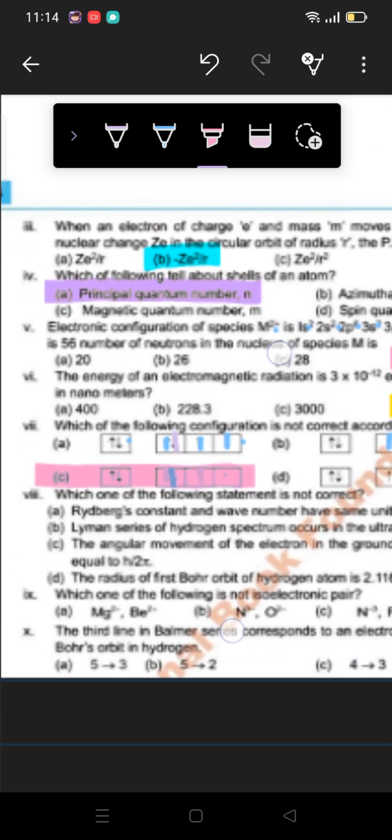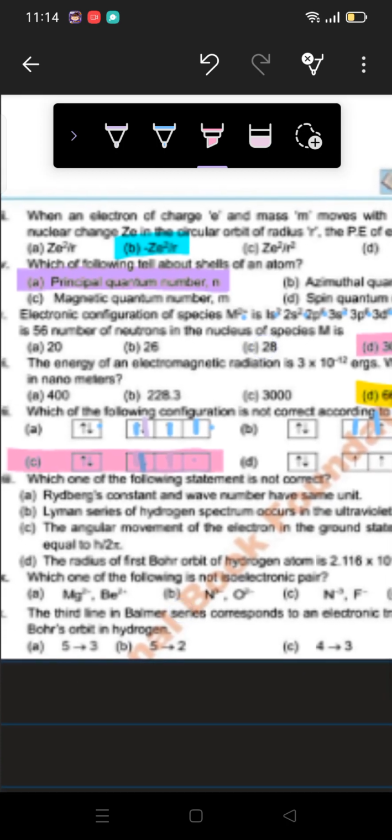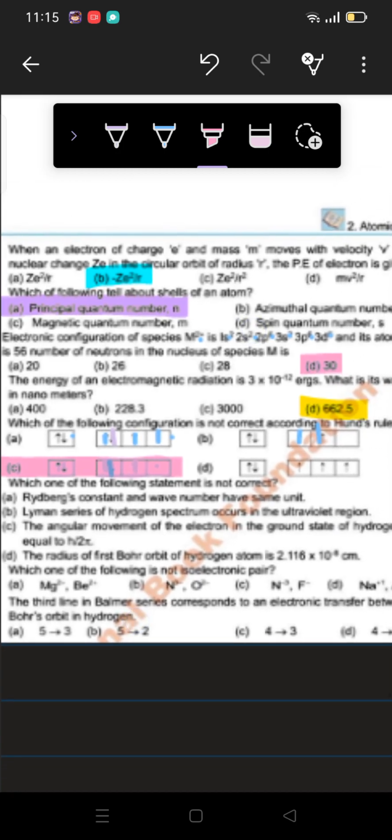So now the 8th MCQ. Which one of the following statements is not correct? Rydberg constant and wave number have the same unit. Of course they have the same unit. They have asked us about not correct, right? Which means which statement is wrong from these. So Rydberg constant and wave number both have the same unit, which is meter inverse. Lyman series of hydrogen spectrum occurs in the ultraviolet region. Of course this is correct as well. When we were discussing the hydrogen spectrum line series, we discussed the Lyman series, Balmer series, Paschen series, Brackett series, Pfund series and Humphreys series, right?